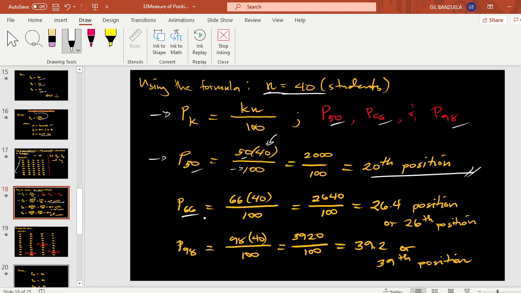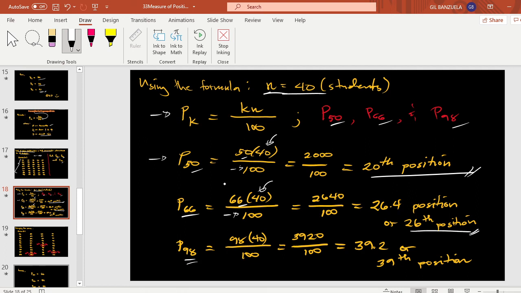Let's proceed to P66. Your k is 66 and your n is 40. Since this is percentile, we have to divide by 100. 66 times 40 is equal to 2640 over 100, and we arrive at 26.4. Rounding off, P66 is at the 26th position.